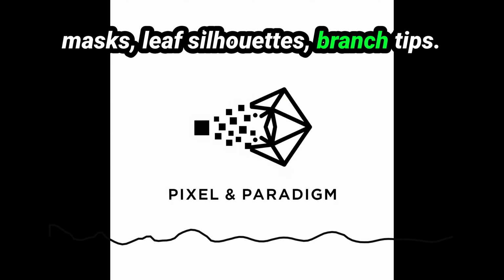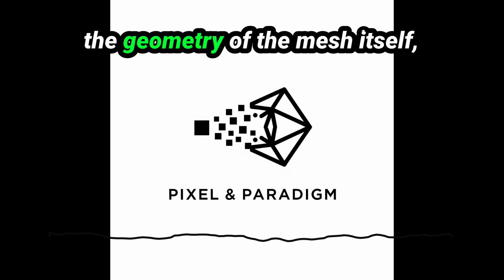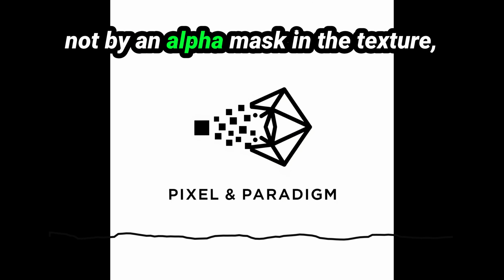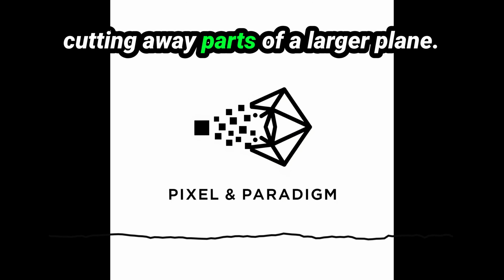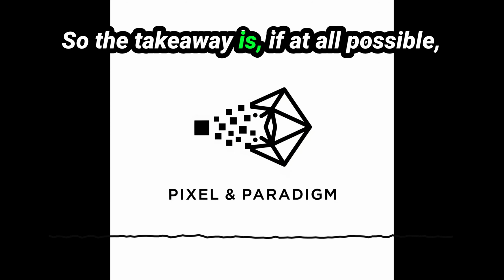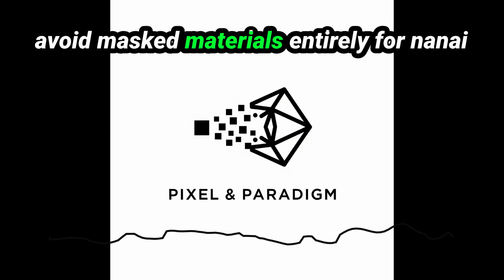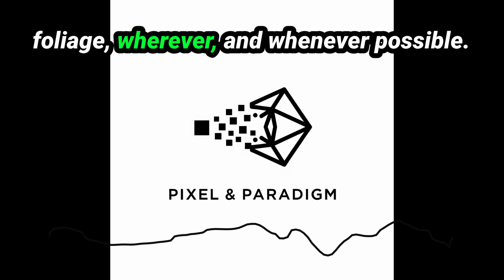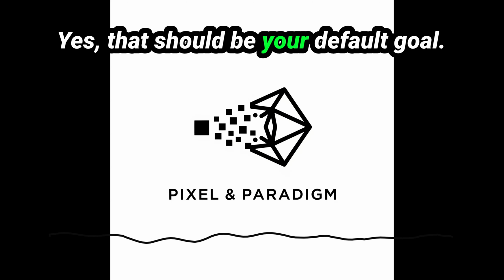Leaf silhouettes, branch tips, everything should be defined by the geometry of the mesh itself, not by an alpha mask in the texture cutting away parts of a larger plane. So the takeaway is, if at all possible, avoid masked materials entirely for Nanite foliage. Wherever and whenever possible, yes. That should be your default goal.